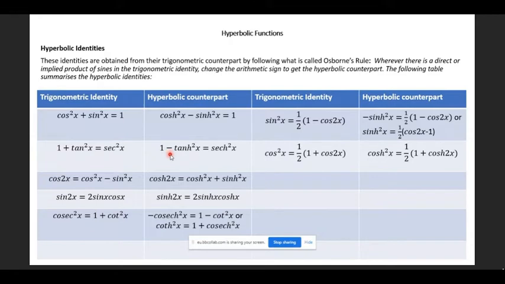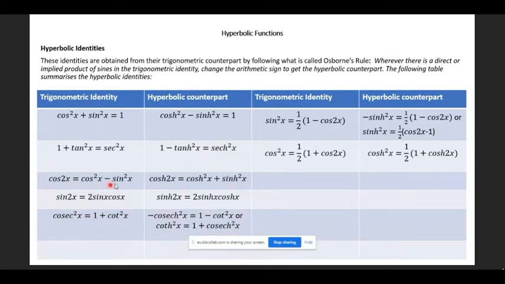And then the hyperbolic counterpart is going to be 1 minus hyperbolic tangent squared of x is equal to hyperbolic secant squared of x. Another example, if you have cos of 2x is equal to cos squared x minus sine squared x, which is the thing that we are familiar with, the double angle equation from trigonometry.